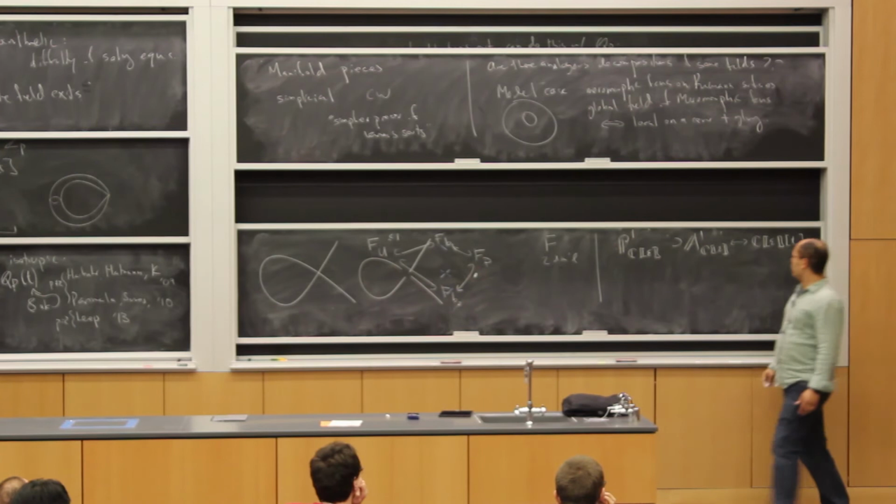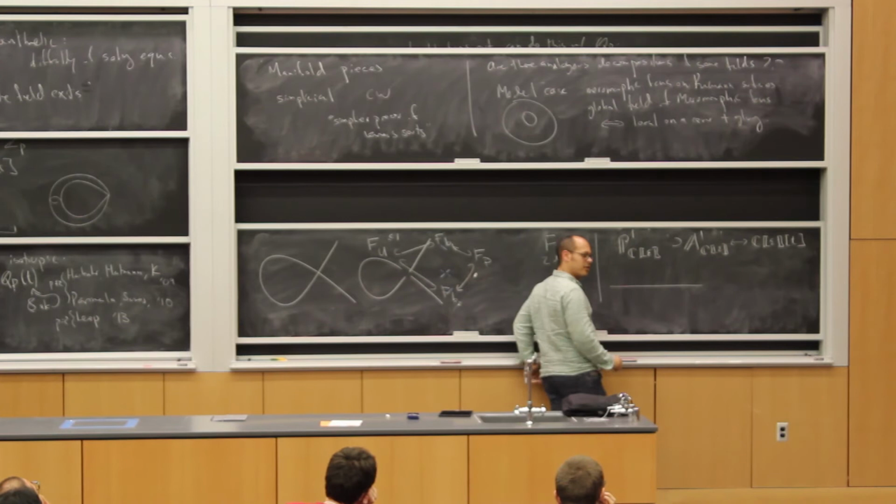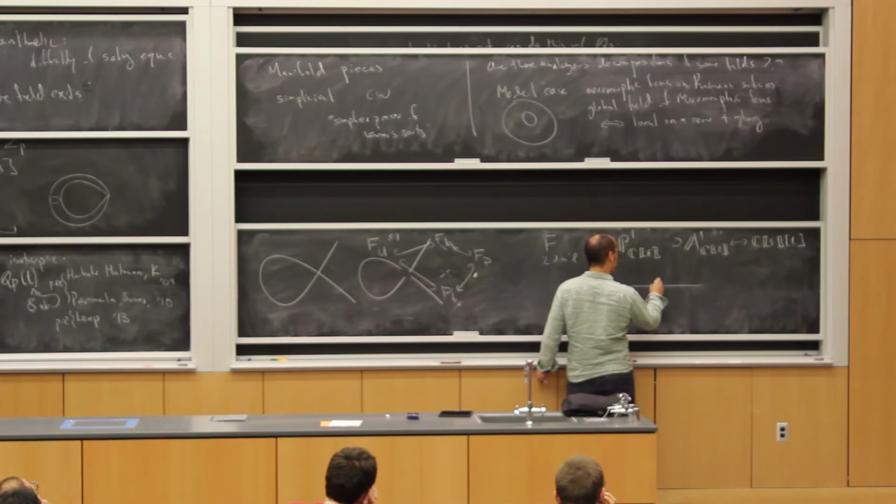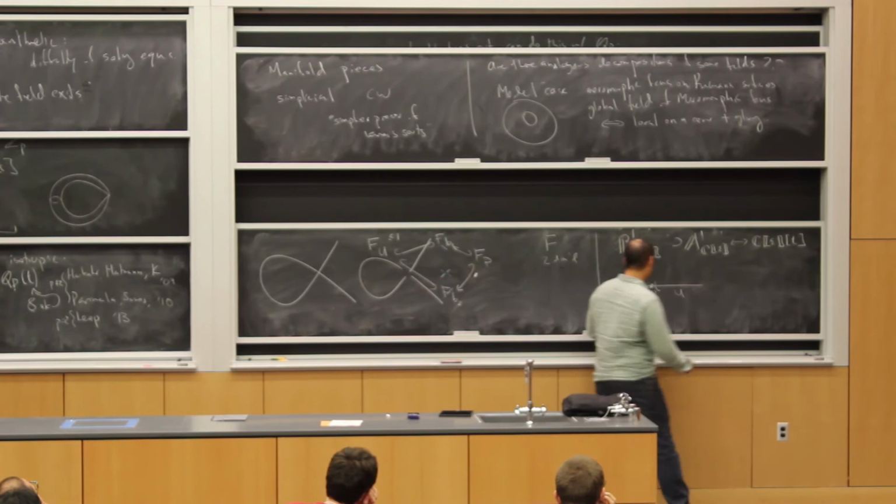So I'll draw it like this. Here's my curve. And then I can pick a point on that curve. So this is like P. The complement is going to be U. And there'll be some sort of an overlap. So let me now say what these fields are.